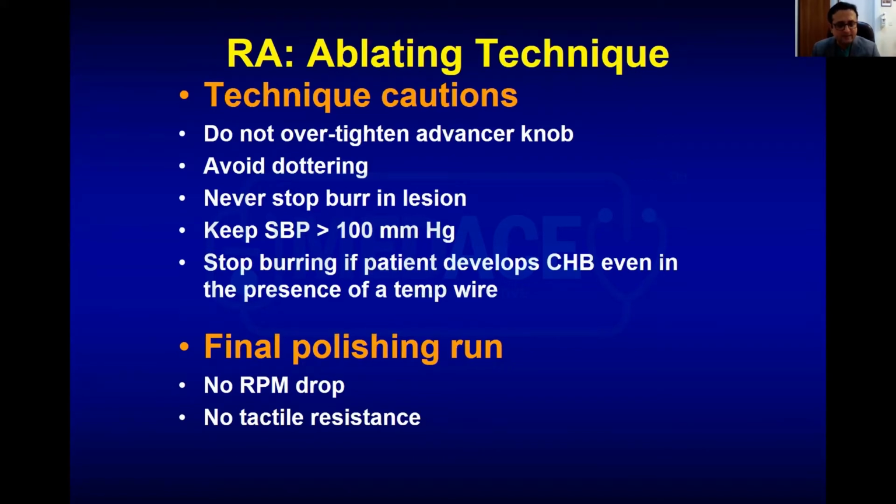Even if you have a temporary wire, so again, a lot of operators do not use temporary wire even for RCA runs or dominant circumflex. We would always use it. But what we would always recommend is that if the patient becomes temporary wire dependent in the middle of you burring the lesion, you should still stop. Let the patient regain his normal rhythm and then continue. For the final polishing run, I think the two big things that you need to notice is that there should be no RPM drop, and that you should not feel any tactile resistance when you are rotablating.